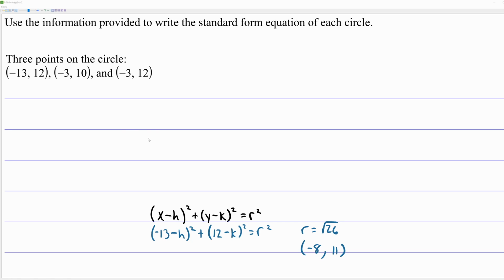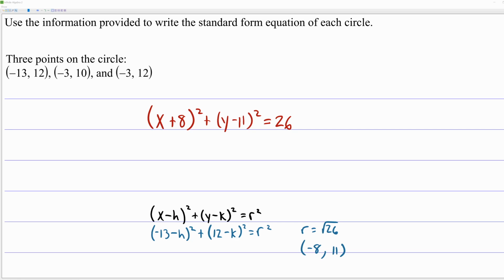It's, turn my pen on please. Let's see, this is x minus negative 8, that makes x plus 8, y minus 11 equals r squared. Root 26 squared is just 26. So that's how you find the equation of a circle given 3 points. Doing the algebra by hand, it's possible, it's not very interesting, so we'll do it in the calculator.